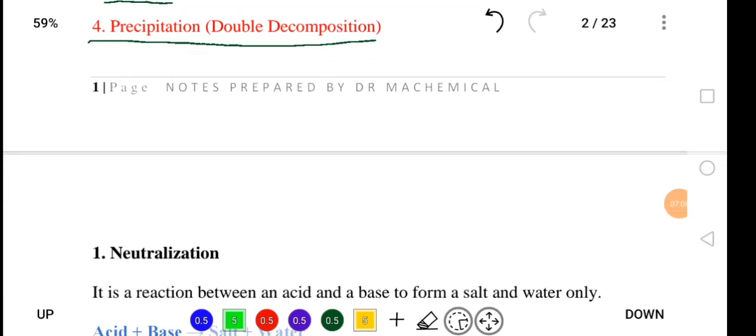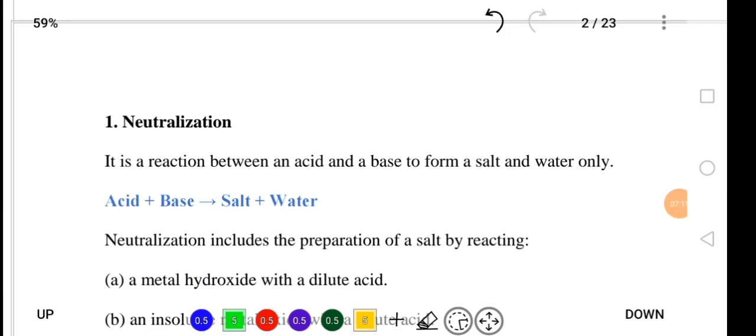Moving forward, we are going to target the method known as neutralization. By definition, neutralization is a reaction between an acid and a base to form a salt and water only. So, when we react a base with an acid, what is formed is a salt and water only.